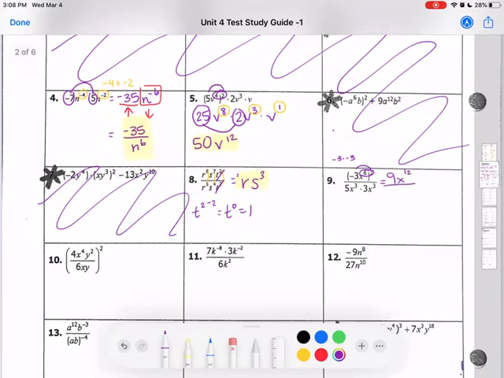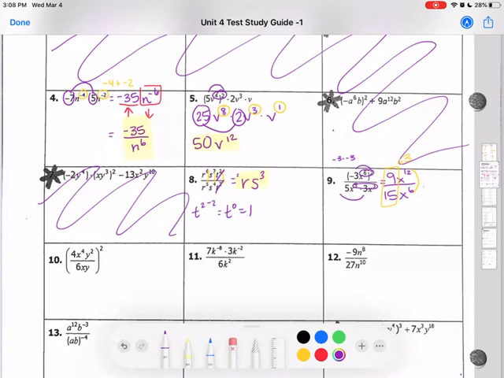On the bottom, I'm going to use the product rule. I'll multiply my coefficients. 5 times 3 is 15. And then 3 plus 3 gives me x to the 6th. Now, I'm not finished. I can simplify here. 9 and 15 are both divisible by 3, so I'm going to divide them, and then I'll subtract my exponents.